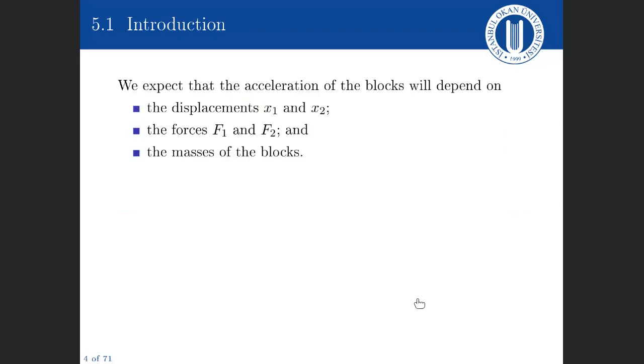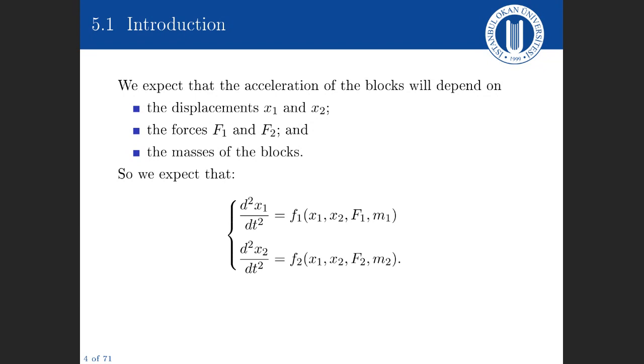We're expecting that the acceleration of the blocks will depend on three things. It depends on the displacements, x1 and x2. It will depend on the forces on the blocks, and it will depend on the masses of the blocks. So we expect that the acceleration of the first block, in other words, the second derivative of the first displacement, will be some function of x1, x2, capital F1 and M1. And we expect that the acceleration of the second block, that's the second derivative of the displacement x2, should also be a function of four things, x1, x2, F2 and M2. We're expecting that we're going to have a system of two differential equations.